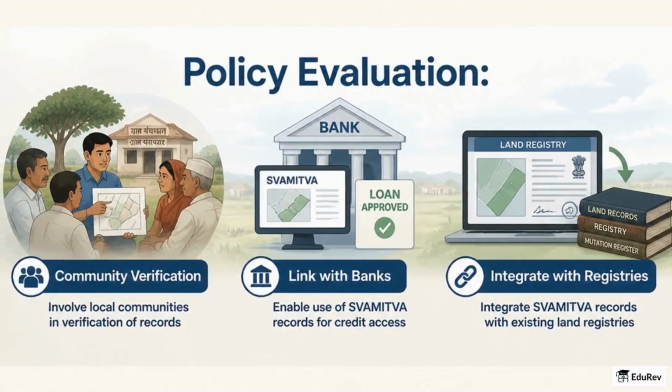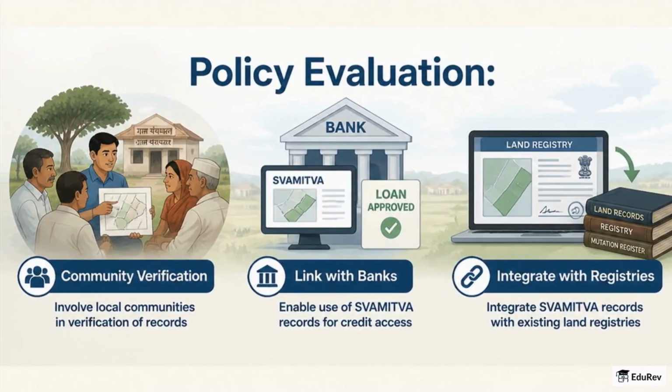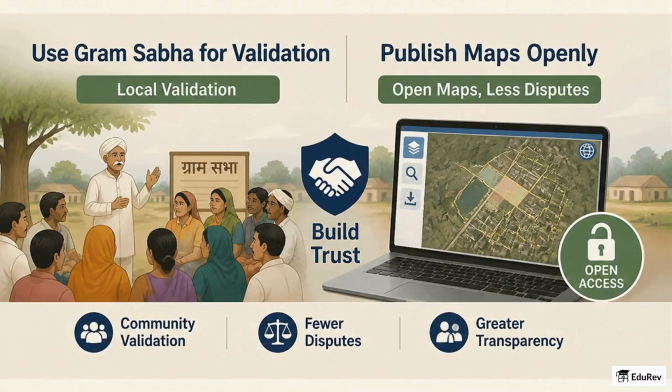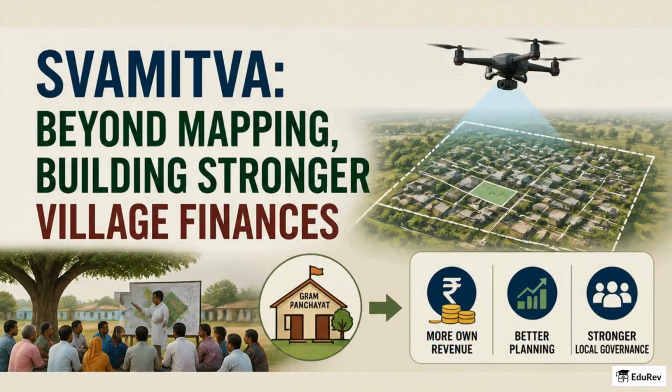For policy evaluation, suggest community verification mechanisms, linking Swamitva records to local banks, and integrating records with existing land registries. A practical recommendation is to use Gram Sabha sessions for local validation and to publish maps openly to reduce disputes and build trust. Now the key idea many aspirants miss.